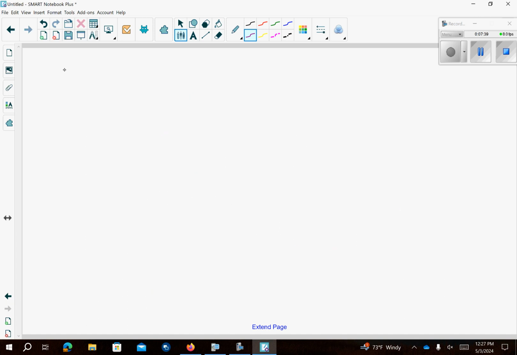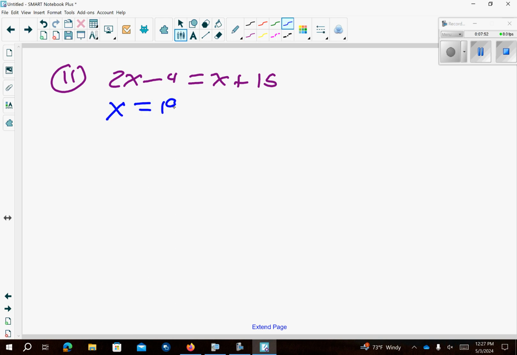Number 11, I get 2x minus 4 equals x plus 15. So subtract x from both sides. Add 4 to both sides. x equals 19. Number 12, I get x squared plus 6x minus 3 equals 0.